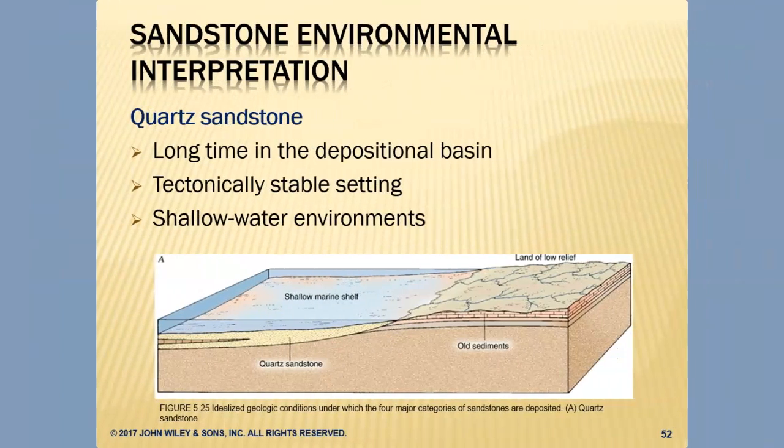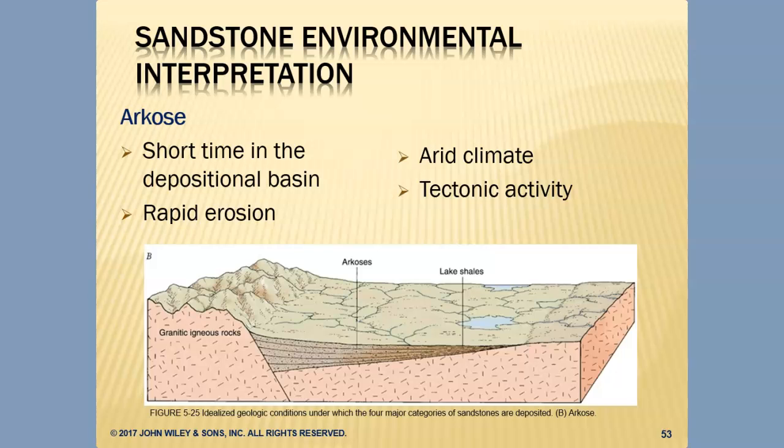So here's what a quartz sandstone tells us. It means that it has been in a depositional basin for a long time. It was deposited in a tectonically stable setting, and it was deposited in relatively shallow water environments. When we see arkosic sandstones, we know that this material spent a short time in the depositional basin, because if it had spent longer time in it, it would have been more weathered. This is also probably an area that had an arid or dry climate. There is also probably a lot of tectonic activity and rapid erosion.